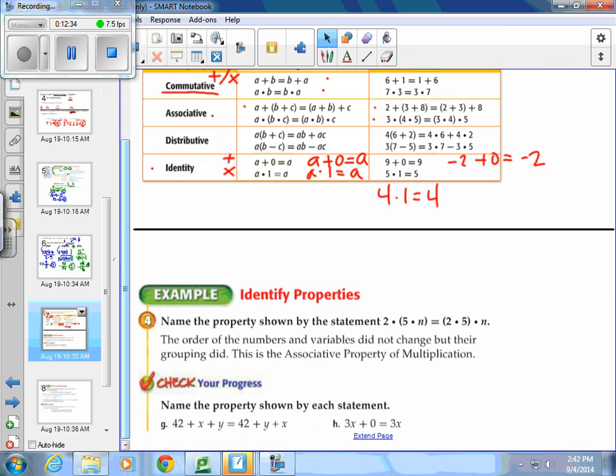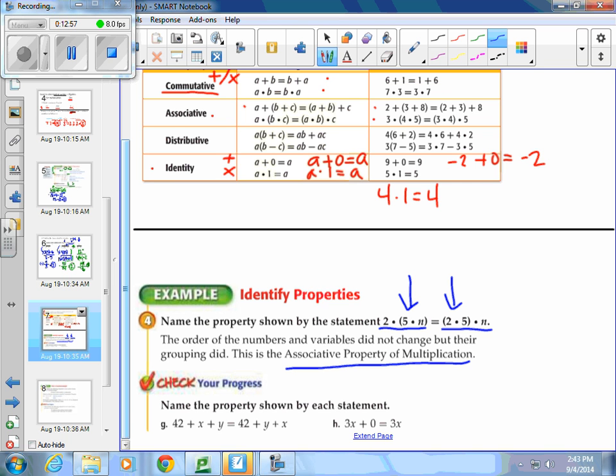So I want you to, without looking in your book, look at example number 4 and name the property shown. So we can see here 2 times (5 times n) equals (2 times 5) times n. So see how our parentheses change from here to here. So we know it's the associative property of multiplication, and we say multiplication because we're working with multiplication. So look at G and H and see if you can figure out what the property is for G and H.